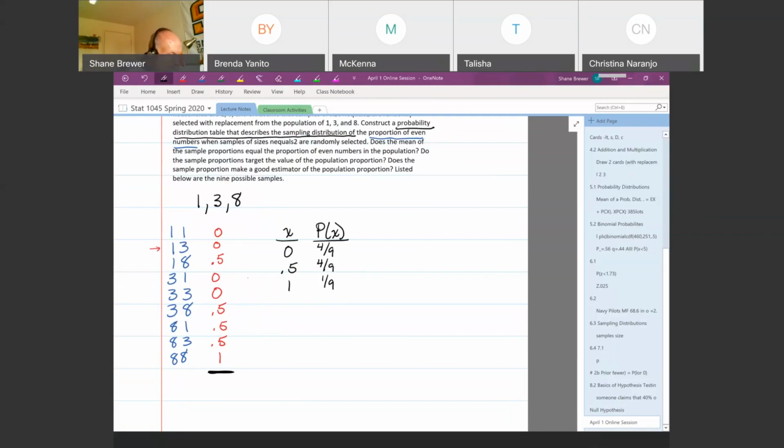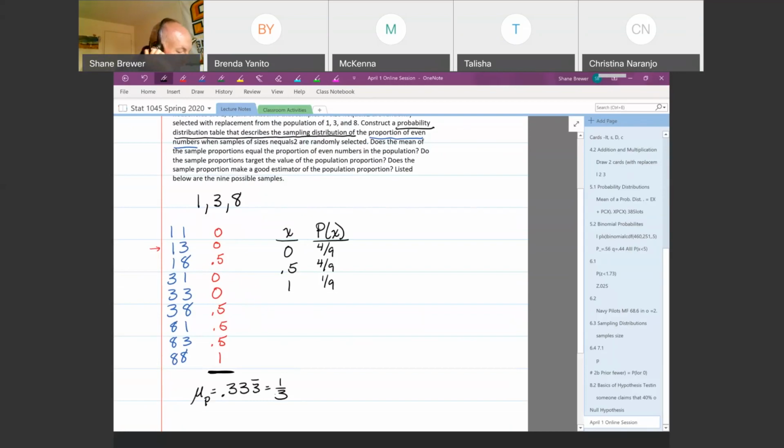So I add them all up and I get 0 plus 0 plus 0.5 plus 0 plus 0 plus 0.5 plus 1. Okay, so I get 3 and then there are 9 of them. And so the mean of the proportions is 0.33, or 1/3. That keeps going. 1/3.